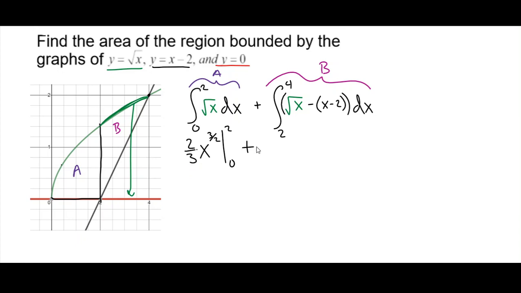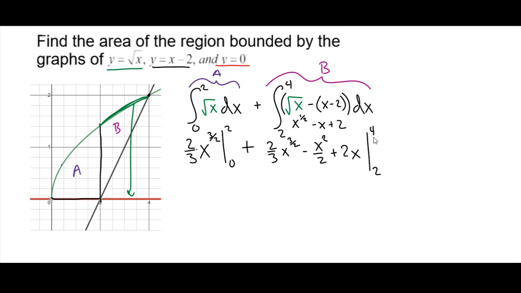Plus, now this is one we need to break up. I should simplify this first. This should be x to the 1/2 minus x plus 2. So we'll break this up and do the integral here. This will be, again, 2 over 3 times x to the 3/2 for that first term, minus x squared over 2 plus 2x, and this is being evaluated from 2 to 4.